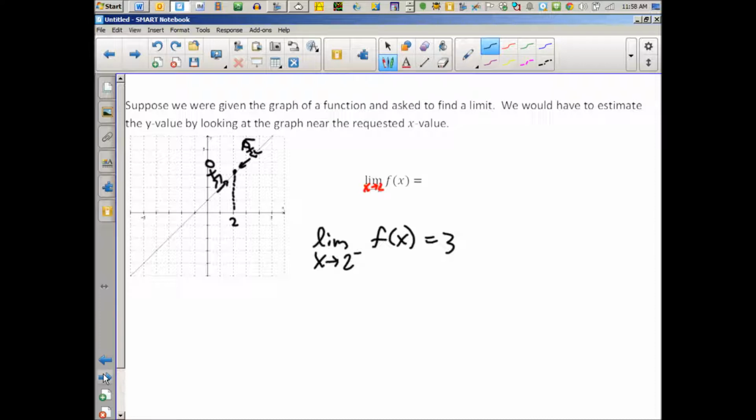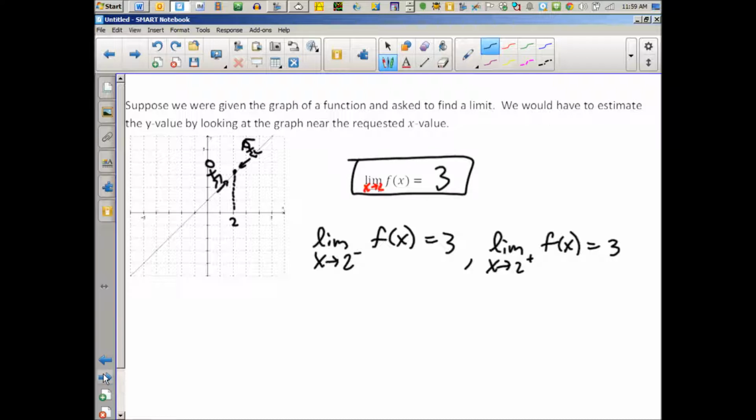And then if you called the girl and asked the same question, where are you approaching? She'd say, I'm going towards 2 from the right. No, no, no. What y value are you approaching? What would the girl say? She would also say 3, right? So the limit as x approaches 2 from the right, that's the girl side, is also 3. And when these both agree like this, then you can conclude that the limit as x approaches 2 of f of x is 3.